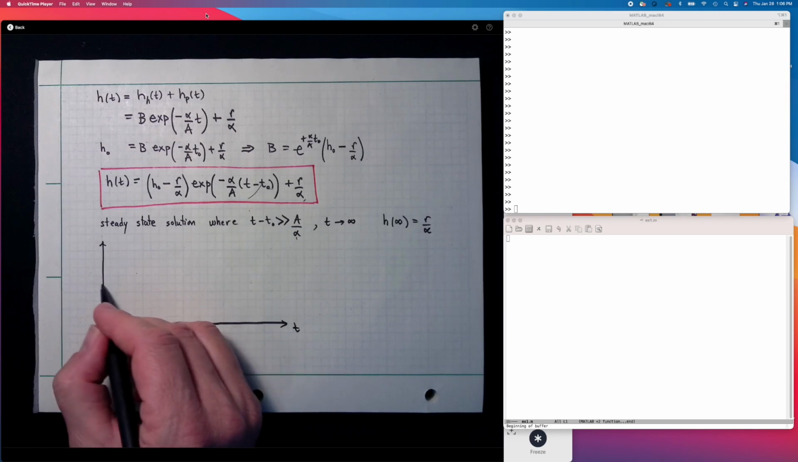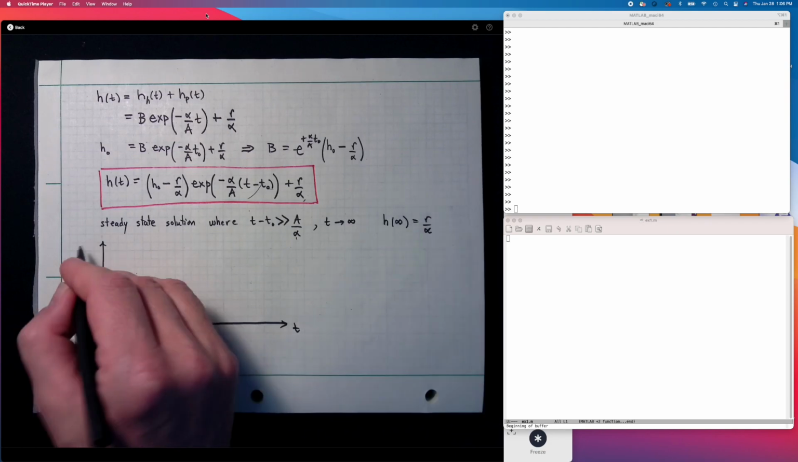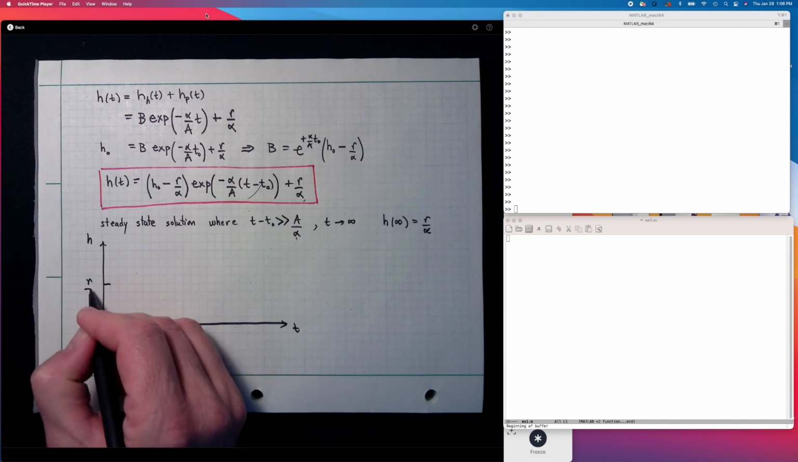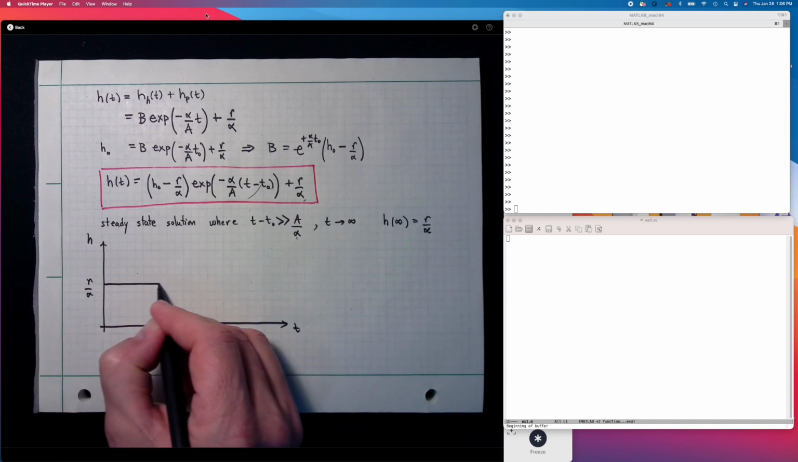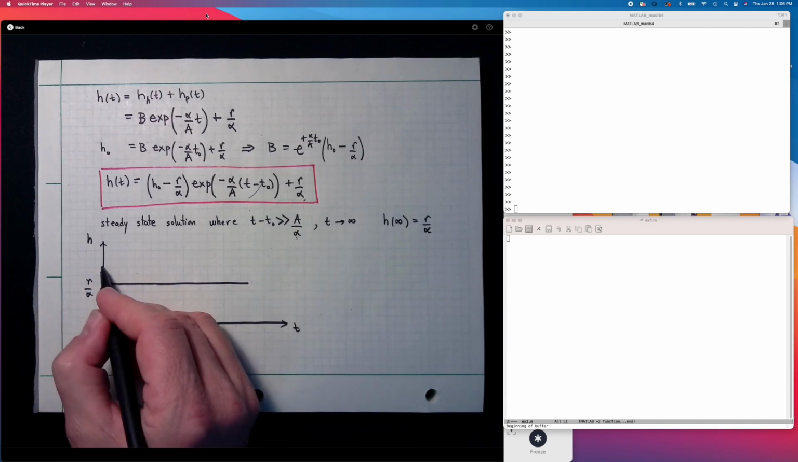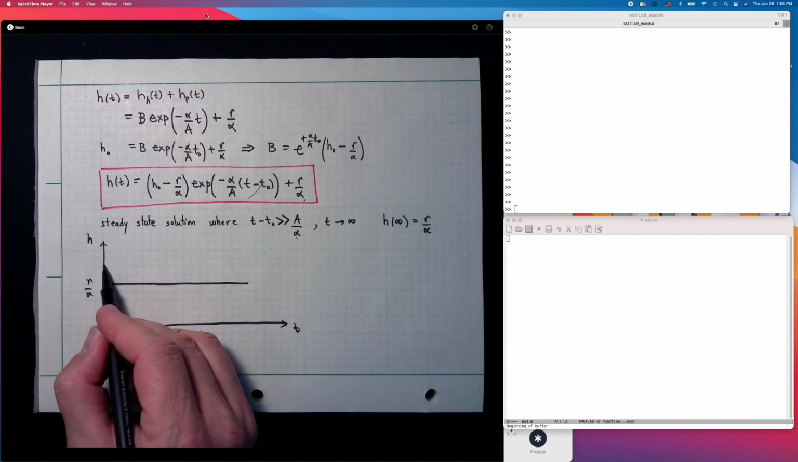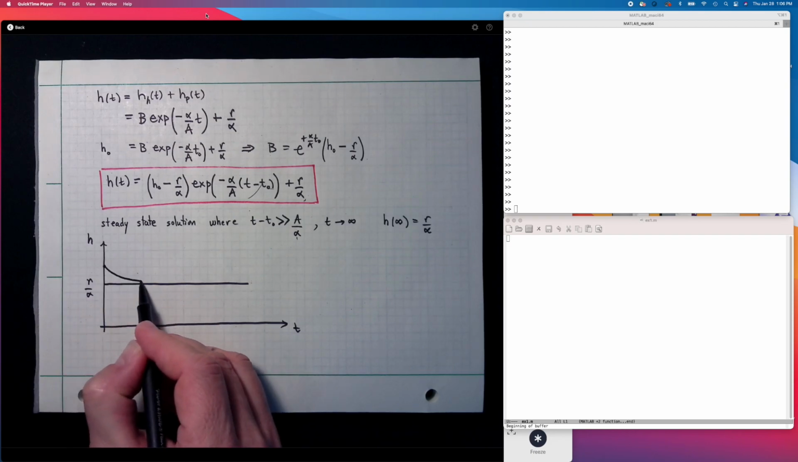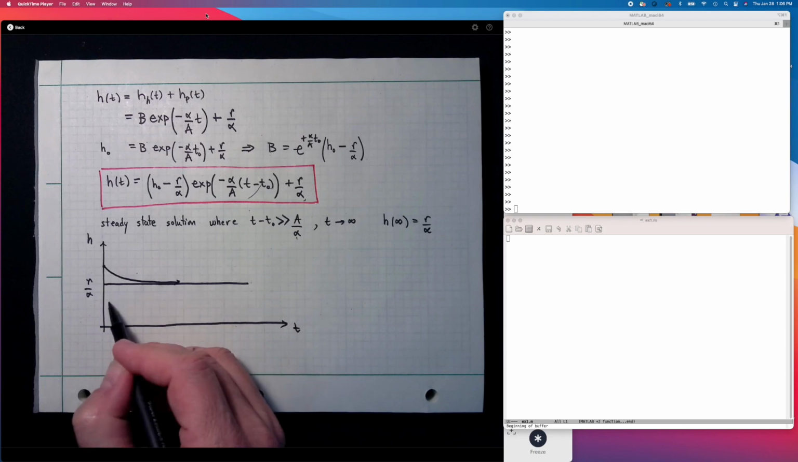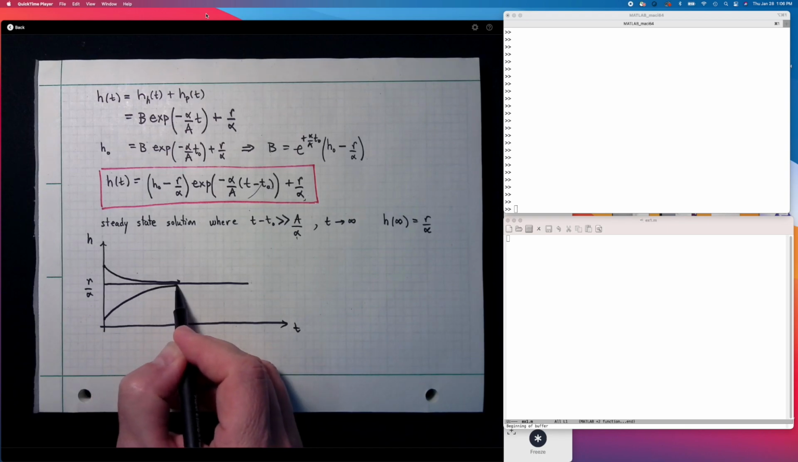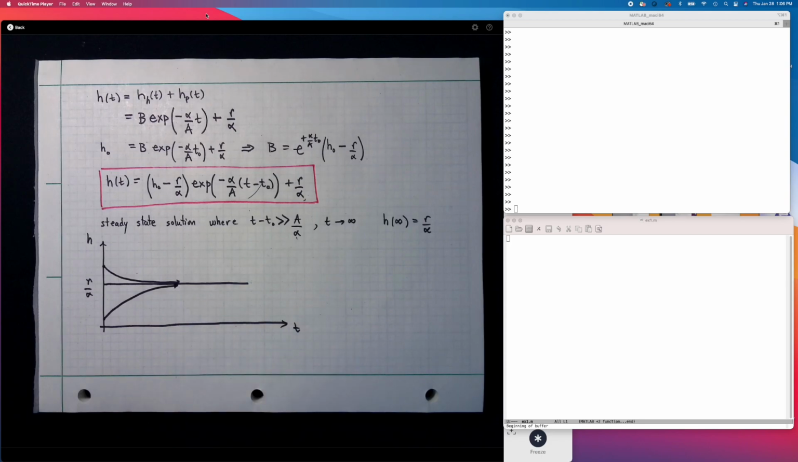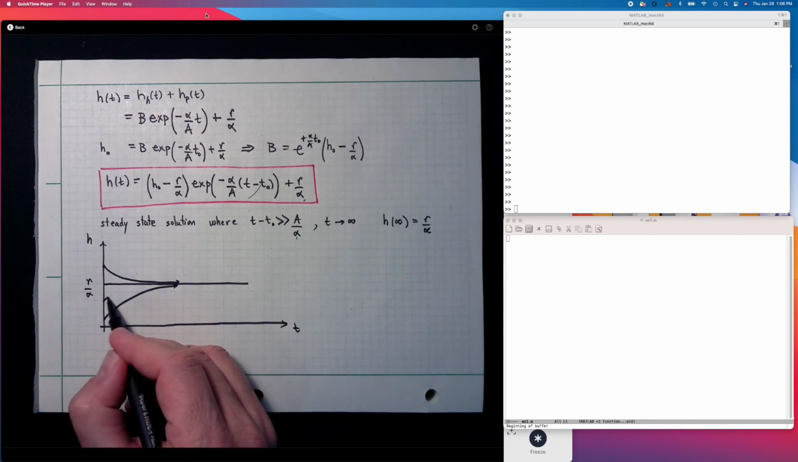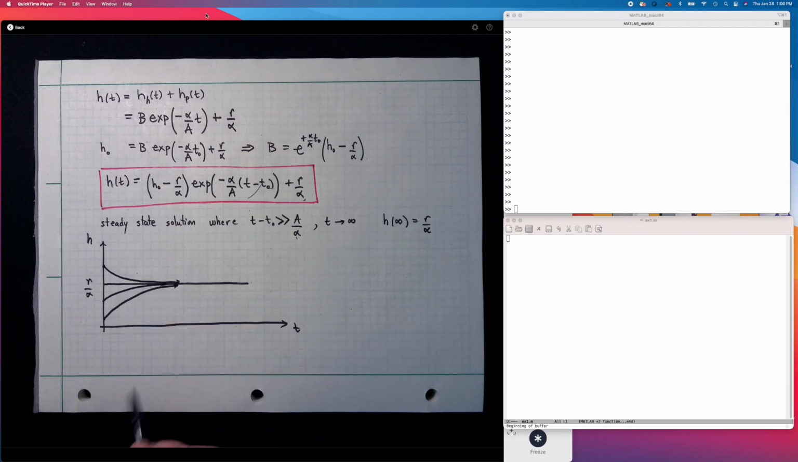So if this is r over alpha over here, then if the solution starts off bigger than r over alpha, it will decay away towards the equilibrium. If it starts lower, it'll approach from below exponentially towards the equilibrium solution. So all the solutions will converge to the steady state.